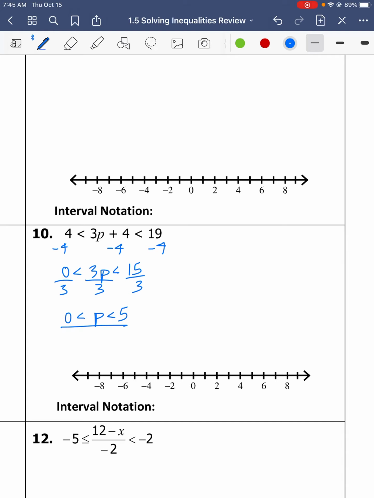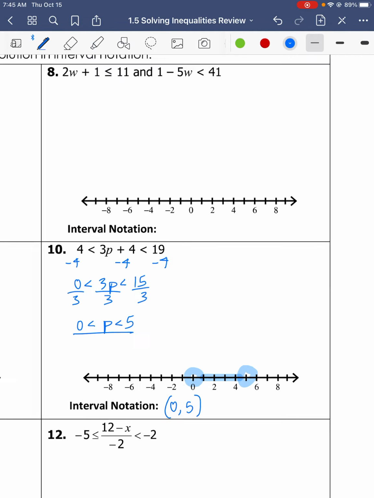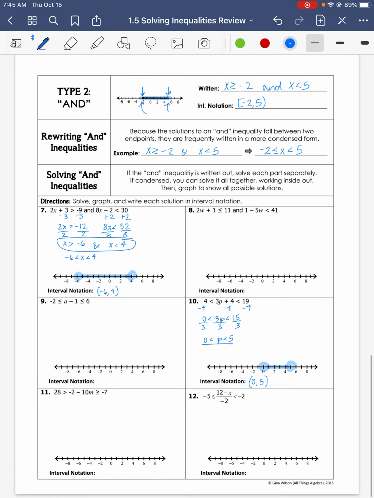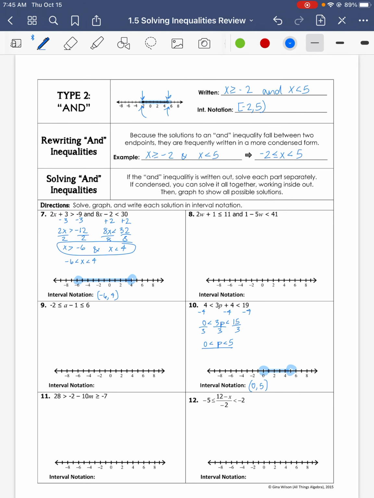And here, our inequality is already written as a compound inequality for us. So let's go ahead and graph that really quickly. It does not include 0 or 5, so at 0 and 5 we have open circles, connect in the middle. Write our interval notation, our lower bound is 0, upper bound is 5. It doesn't include either one, so we're going to use parentheses. And that is your AND inequality.